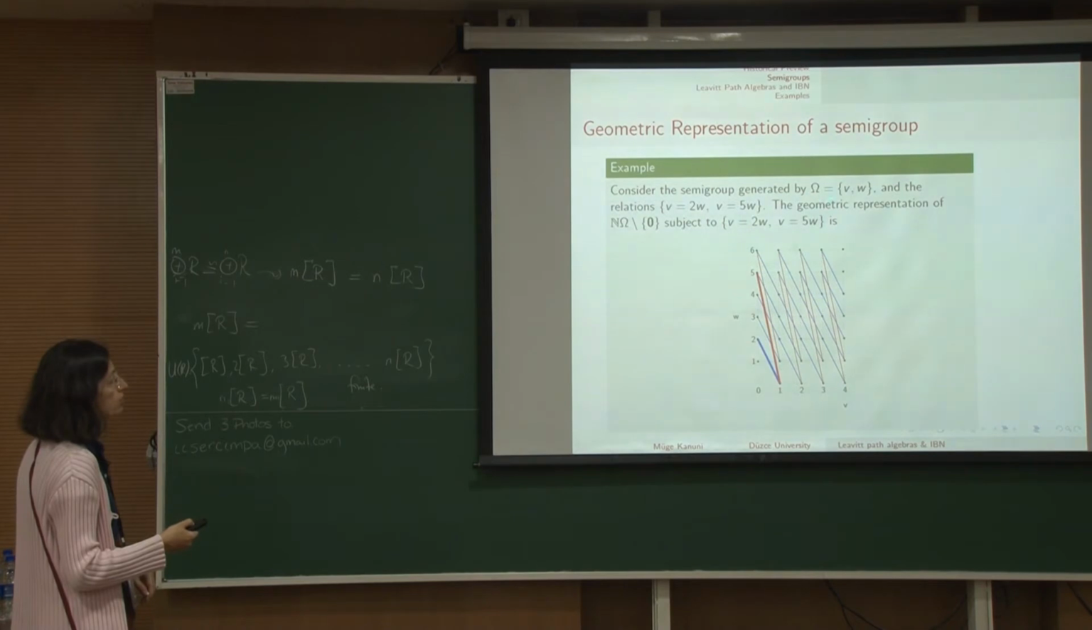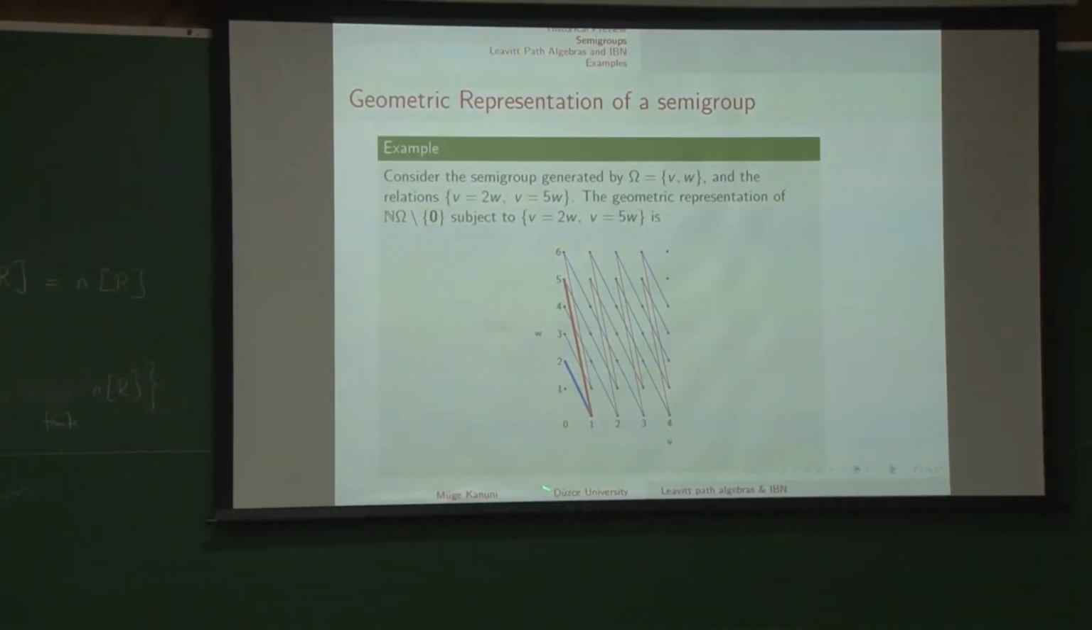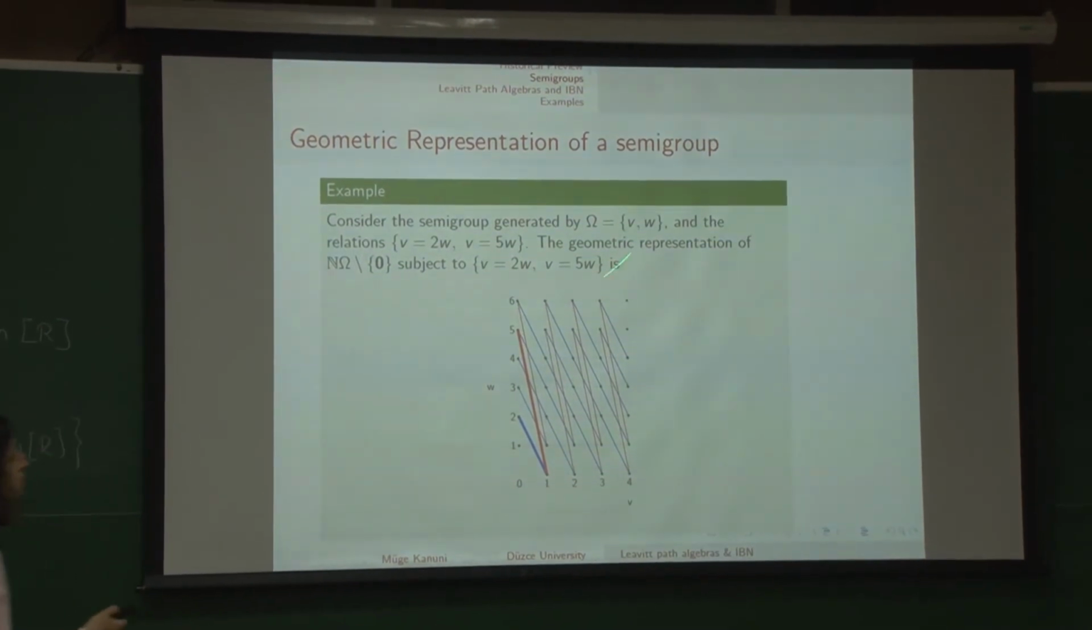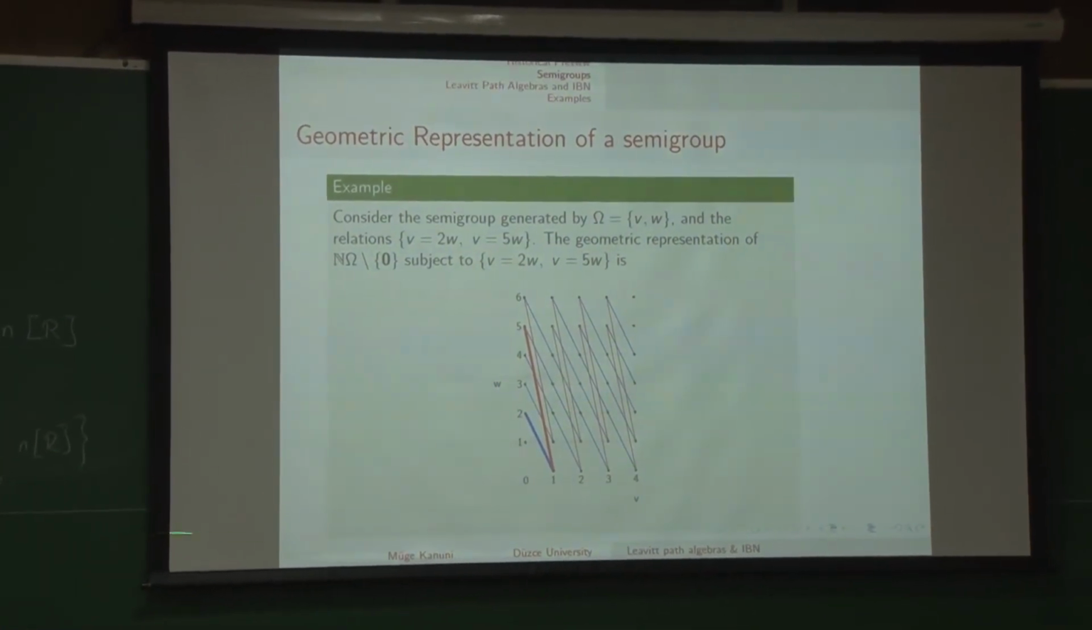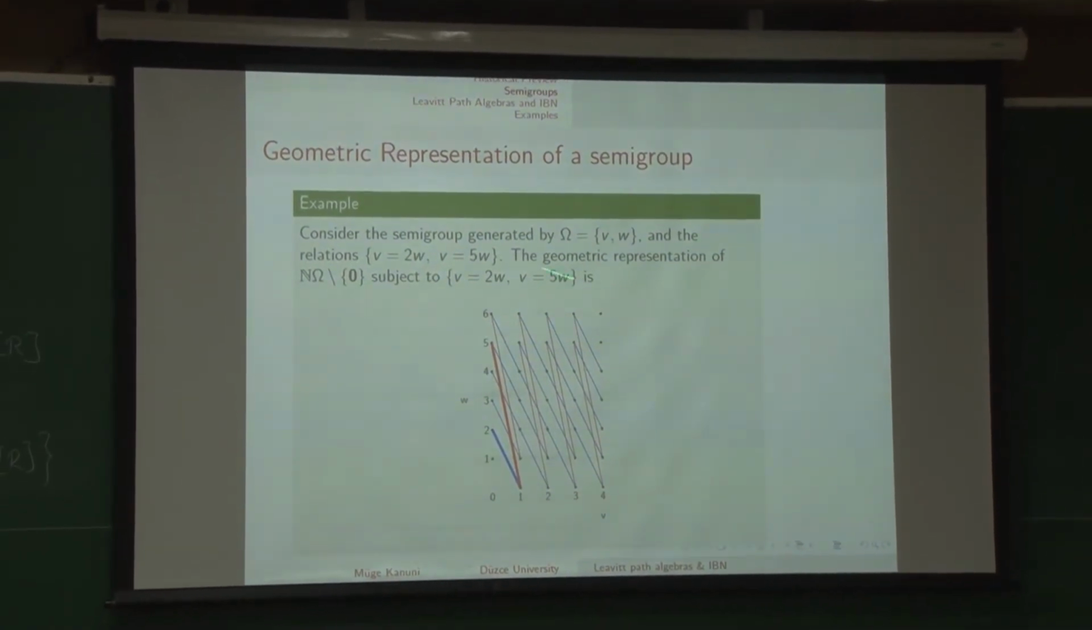Say you have a semigroup generated by the two generators V and W. So I took two, to be able to represent it nicely. I'm only taking two generators, so we have a two-dimensional board here. V is the first axis, W is the second axis. And I took the relations V equals 2W, V equals 5W. Okay, so now, the geometric representation. The semigroup generated by these relations is, look at the black dots, the N grid that you see here.